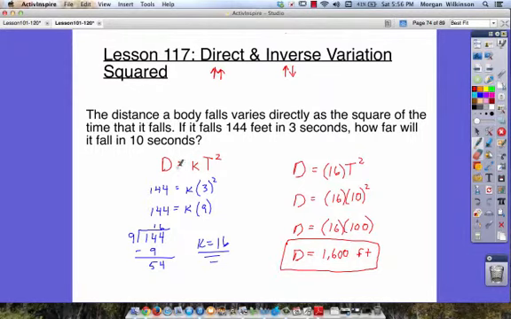We use that formula d equals k times t squared because this is direct variation squared. And remember, k is our constant that we figure out from the first information given, to use to solve the problem with the question that comes after the first piece of information. Let's look at another.